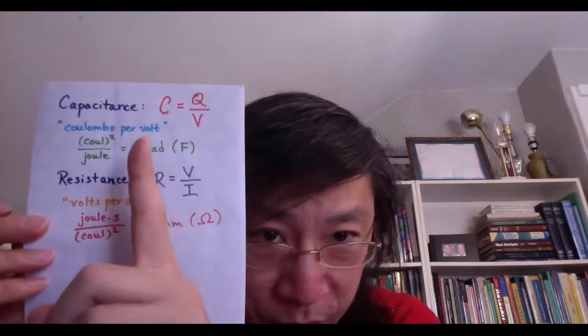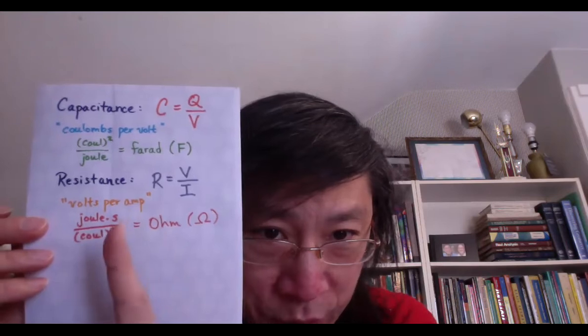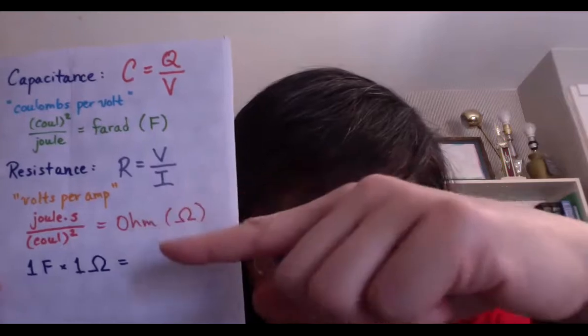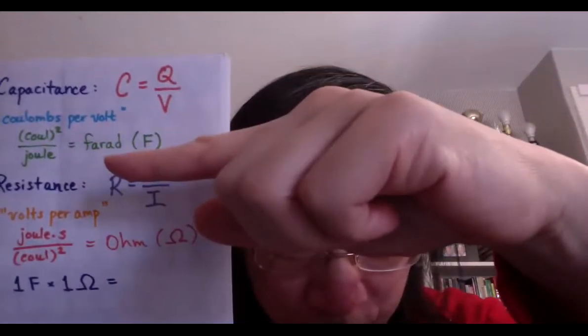So notice if you have Coulomb squared over Joule, and you have the Joule second per Coulomb squared, which makes a very interesting result, which I'm just going to write down because I think it's kind of fun and kind of neat to know. If you multiply a farad with an ohm, what do you get? 1 farad times 1 ohm equals what? You take the joules second per Coulomb squared down here, multiply by the Coulomb squared per joule, all you're left with is a second, which is kind of cool.